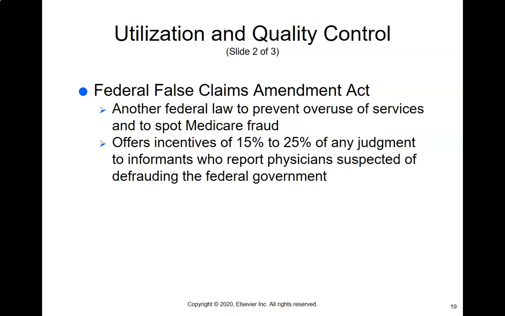The Federal False Claims Amendment Act is another federal law to prevent overuse of services and to spot Medicare fraud. It offers incentives of 15% to 25% of any judgment to informants who report physicians suspected of defrauding the federal government. Another name for informants are called the whistleblowers.